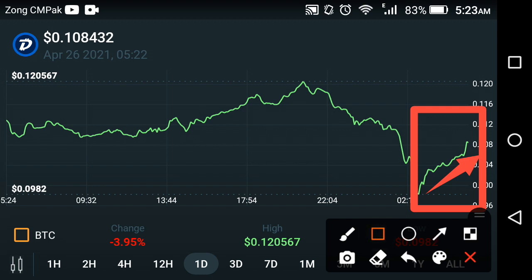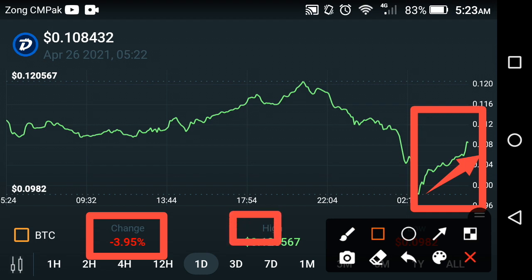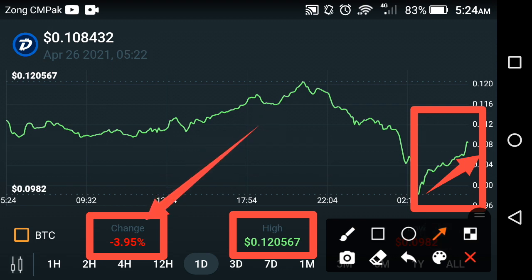Now if you look at the price change in the last 1 day, it is negative, but soon it becomes positive, friends. Negative 3.95% change occurred in Digibyte in the last 1 day. The highest price of Digibyte in the last 1 day is about 0.120567 USD. But as you can see here, the change is negative, but now at this time it takes a jump, so soon the change becomes positive, friends.